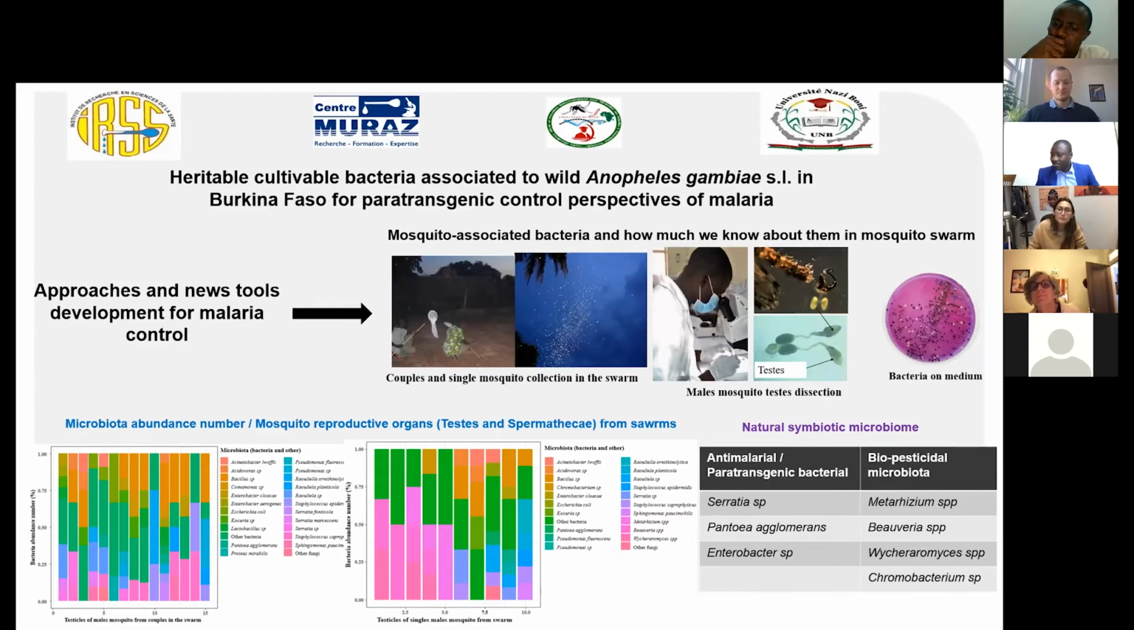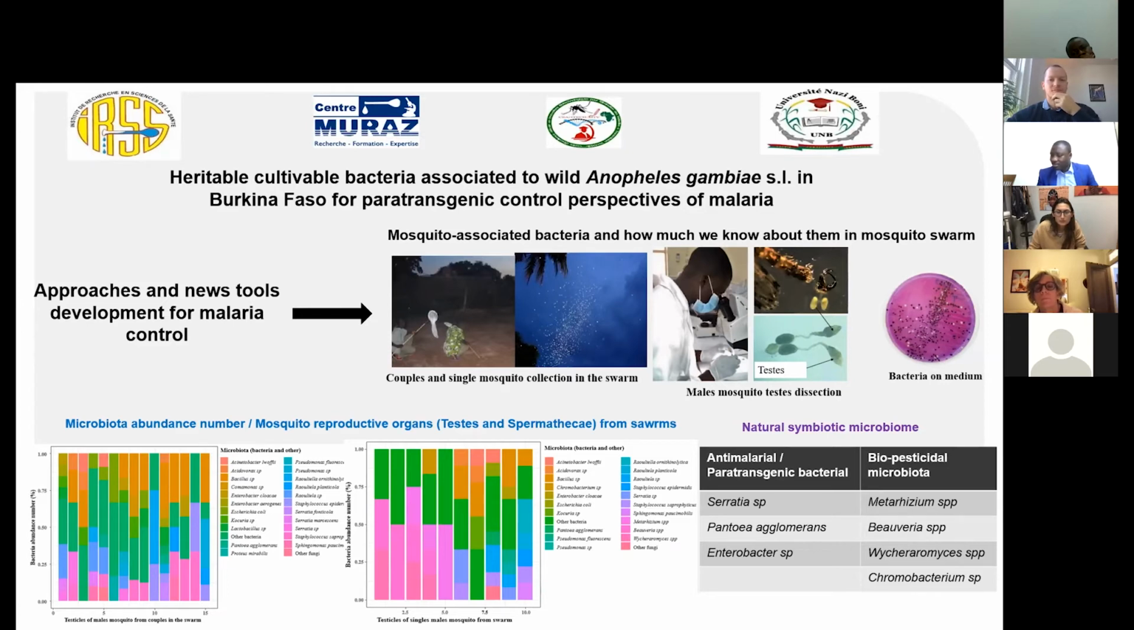For this, we collected couples and single mosquitoes. In the lab, we dissected the reproductive organ, crushed them in a tube, and plated the crush on 2 media at 37 degrees. One to two days after, the microbiota colonies were morphologically identified, and then the genus or species of bacteria was screened using the Biotech2 compact system.